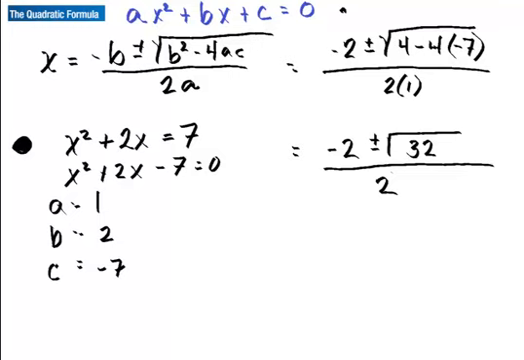And that 32 reduces a little bit. It is basically 16 times 2. 16 comes out, and then it'll reduce a little more. So let's look at that.